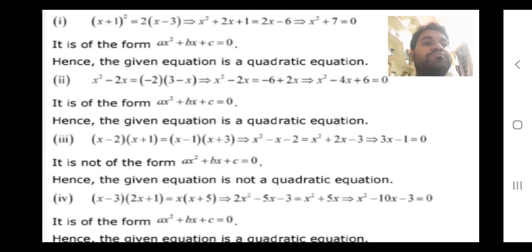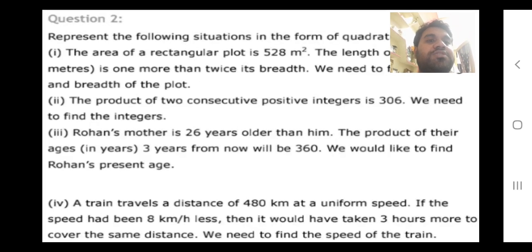Now class, as you can see on the screen, they have solved this equation and finally it is x square plus 7. So the x square term is there, so it is in the form of ax square plus bx plus c. So this is a quadratic equation. Similarly the next. This we have already done, so it is just an introduction.